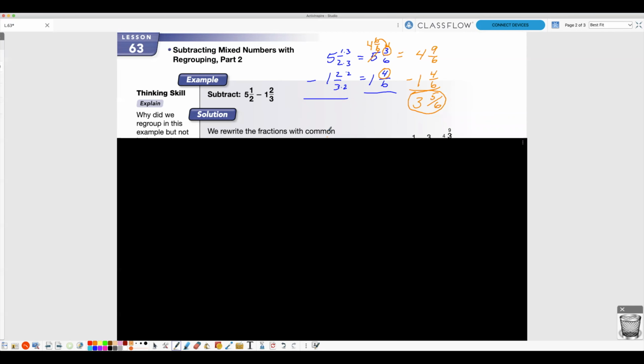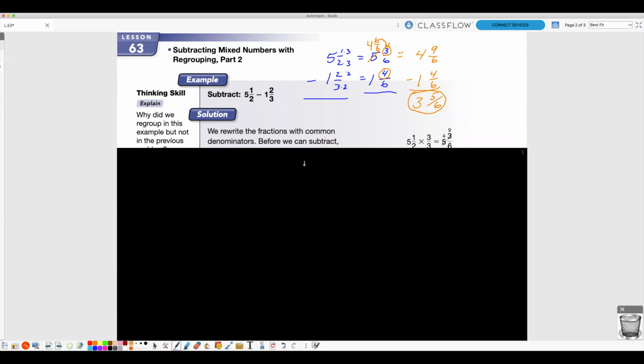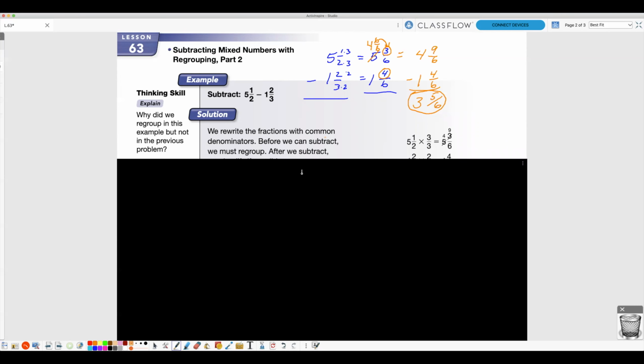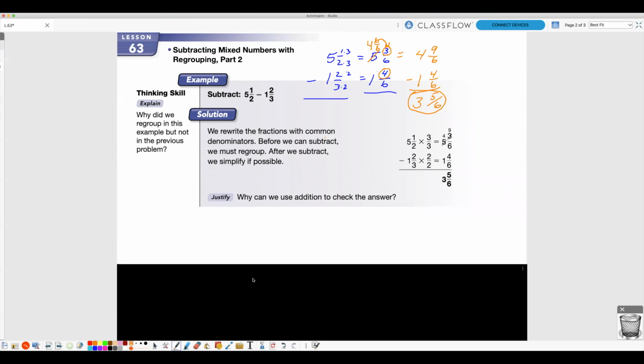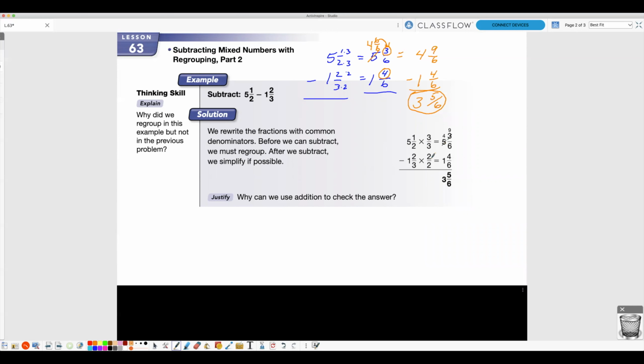We rewrite the fractions with common denominators before you can subtract. You must regroup if needed. After we subtract, we simplify if possible. So, can you use addition to check the answer? Yes, you can. You could take 3 5/6 plus 1 4/6 to get 4 9/6, and then you'd have to convert it back over. You wouldn't be able to take 3 5/6 plus this unless you converted that into 1 4/6. So you have to make sure you have like denominators. The denominators just have to be the same.